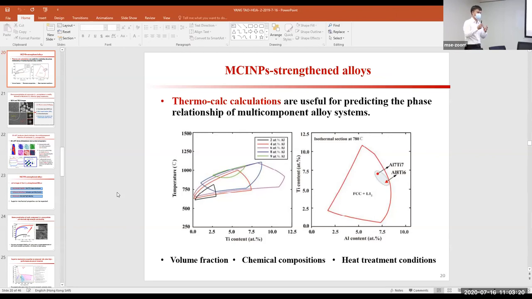This actually is a precipitation reaction. So technically, it's not possible to produce isolated nano-sized particles. It's not possible. Right? You have to use another phase as a matrix. Right.